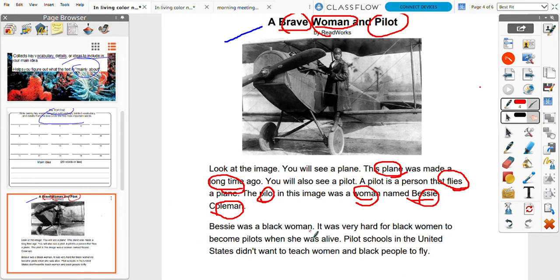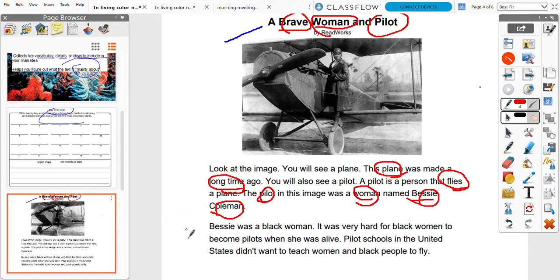Bessie was a black woman. It was very hard for black women to become pilots when she was alive. Pilot schools in the United States did not want to teach women and black people to fly. So far I have 1, 2, 3, 4, 5, 6, 7 words. We may not get to 20 because this is a shorter text, but we definitely have some good words that will help us identify the main idea here.